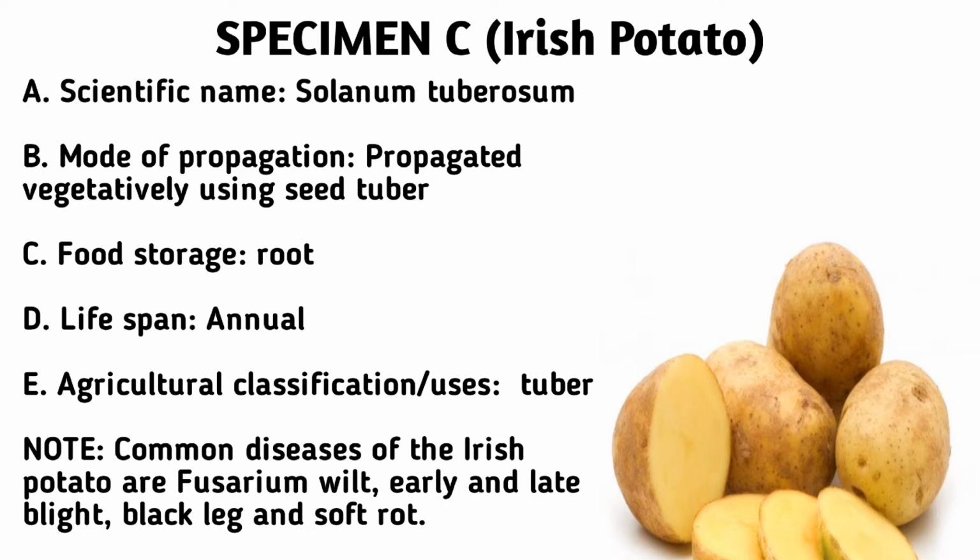They could ask you what is the classification based on the agricultural use. It is a tuber plant. Two different things. Next, you could ask what are common diseases of this specimen. So, the common diseases of the Irish potato are the fusarium wilt, the early and late blight, the black leg, and also the soft rot.